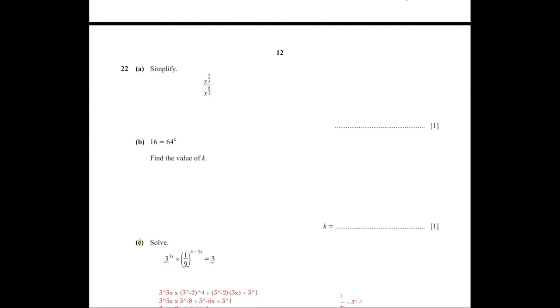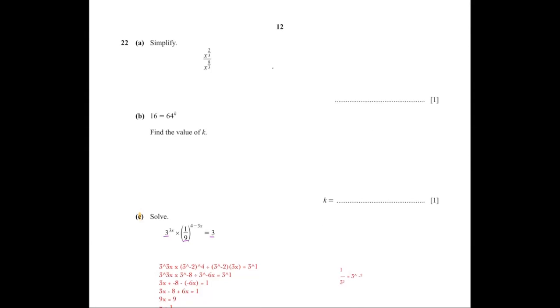Okay, simplify this one here is actually a division. x^(2/3) divided by x^(8/3). Division means it's a minus. x^(2/3 minus 8/3). x^(negative 6/3). x^(negative 2). 1/x squared.